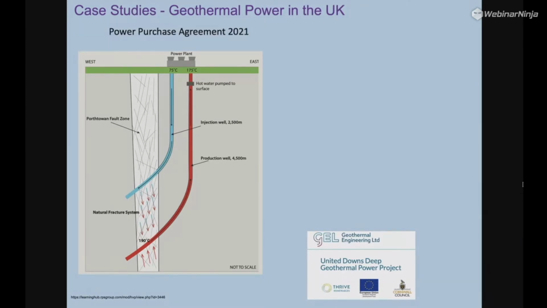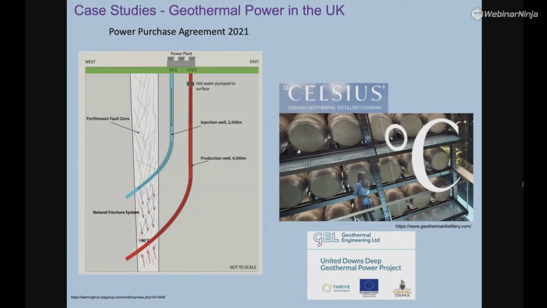So this is in Cornwall of the United Kingdom, and there was a power purchase agreement signed just in January of this year. So the first geothermal electricity into the UK national grid, which is very exciting. There's also a plan for the wastewater from this project to provide heating for the world's first rum distillery powered by geothermal energy, and I very much hope that that happens.